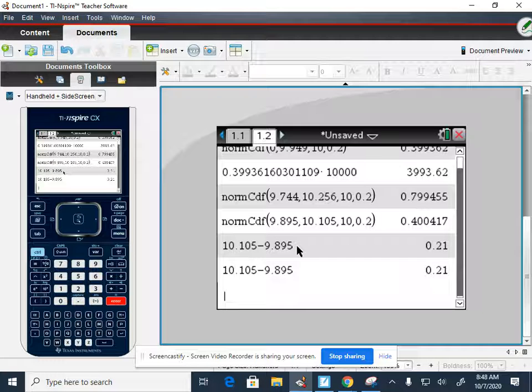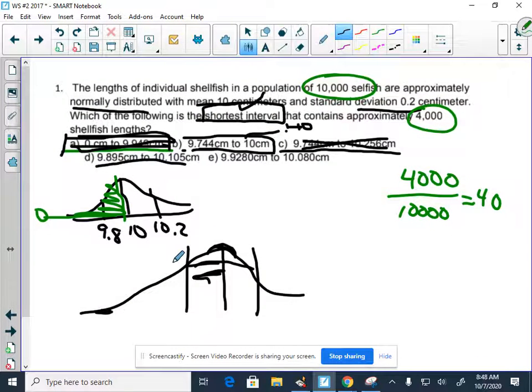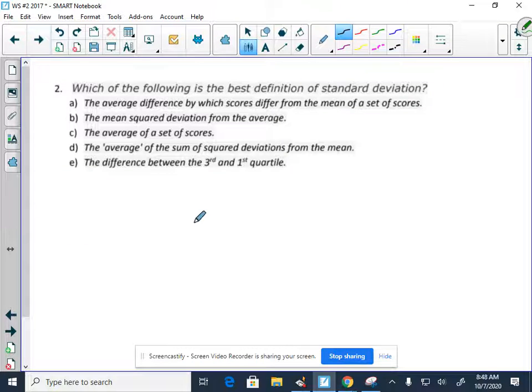All right. So this one actually, if you subtract the numbers that get us 40%, this one's actually the shortest. Okay, so the answer to this one is D. So all I really need is some idea that you use the normal CDF, and we got D as the shortest. Okay. All right, number 2, which is the best definition of standard deviation?